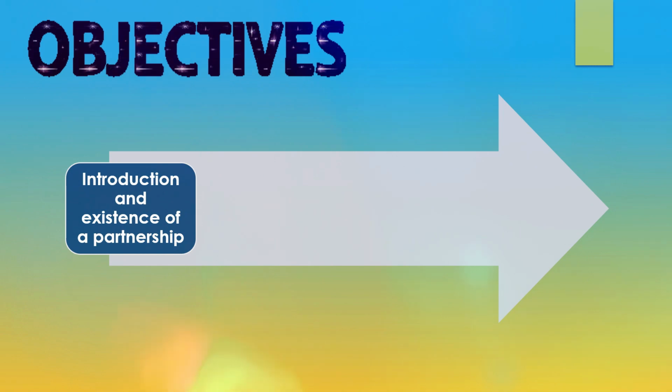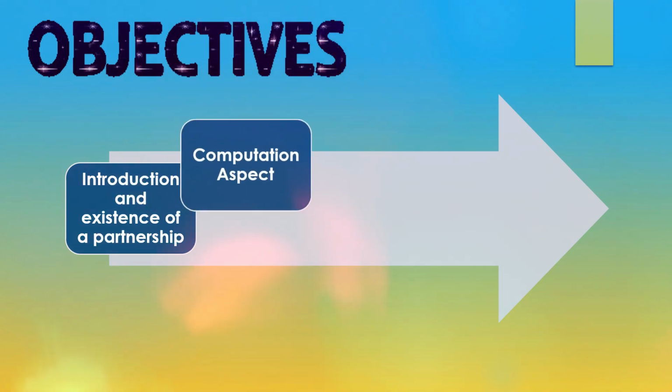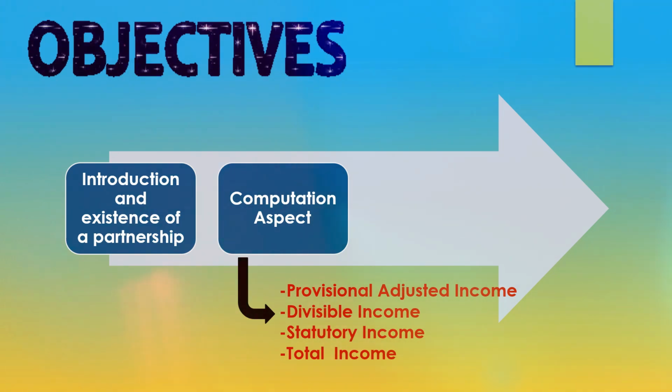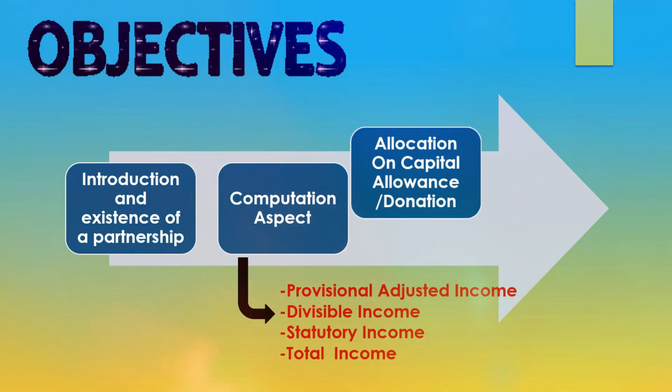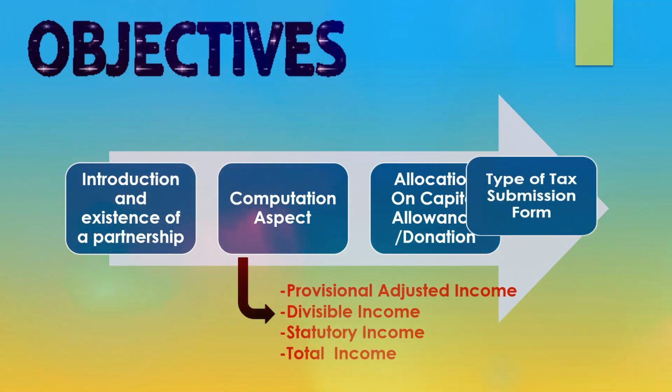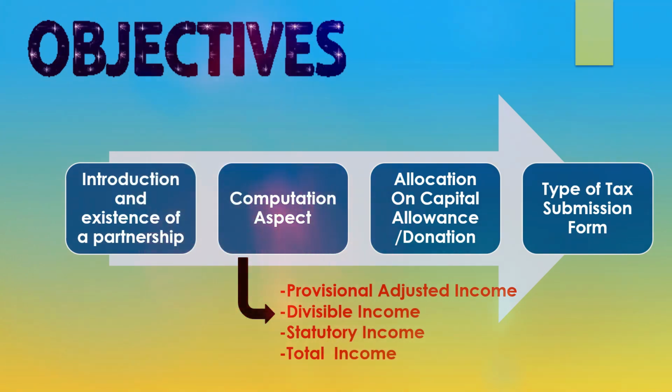Number 1, each student should understand the introduction and existence of a partnership. Objective number 2, each student can conquer the computation aspect regarding provisional adjusted income, divisible income, statutory income, and total income. Number 3, each student should know how to allocate capital allowance and donation. And the last one is the student should know the type of tax submission form for partnership.